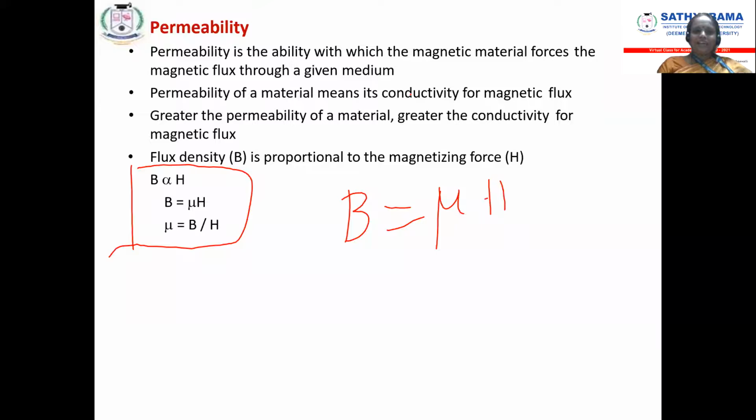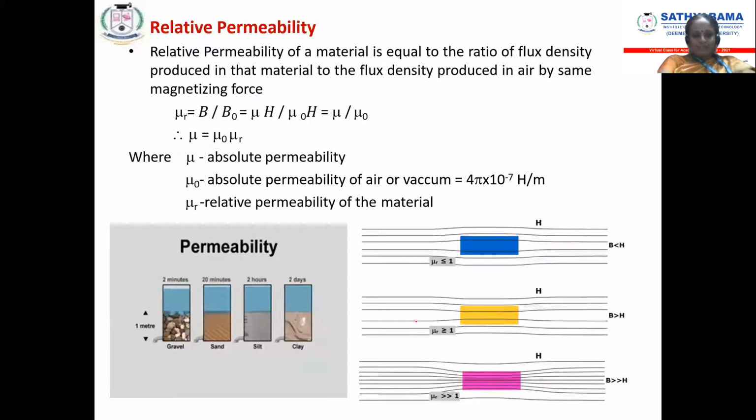Now you see permeability. Some of you asked, madam, what is permeability? Before defining permeability, I will show you one thing. I will show the next material. Please kindly go through this GIF image.